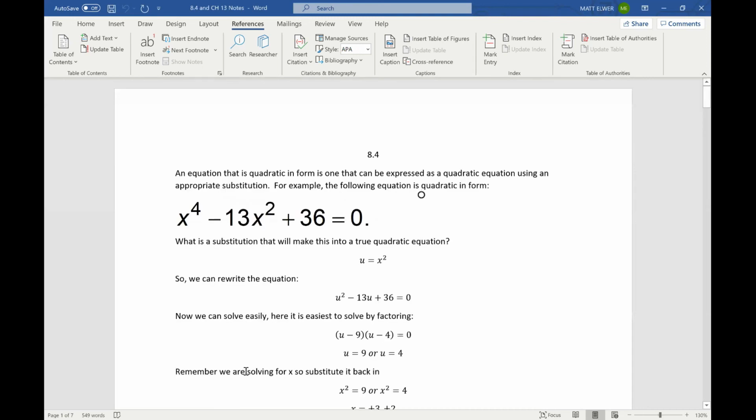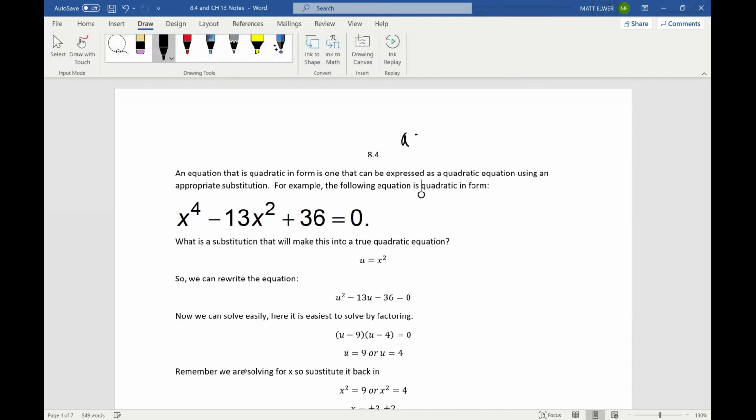Just as a reminder, the form that we know is ax squared plus bx plus c equals 0, right? But sometimes we have equations like this one, x to the 4th minus 13x squared plus 36 equals 0. And notice we have the equals 0 that matches on the right side. We have the constant c that matches. But we get to a problem when we get to x to the 4th and x squared, right?